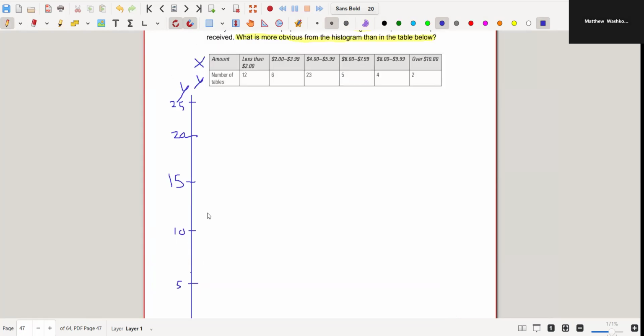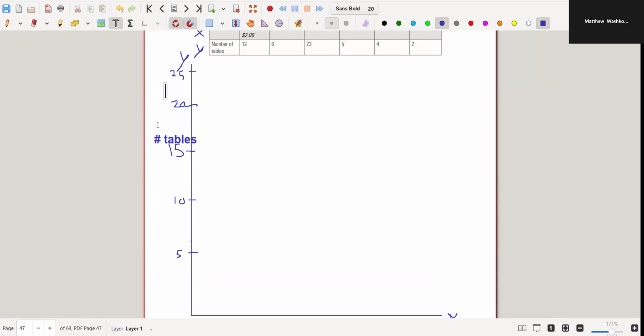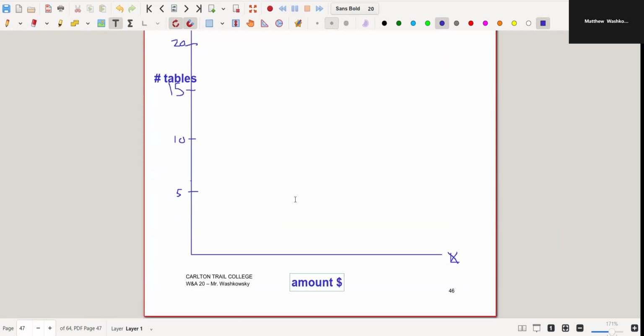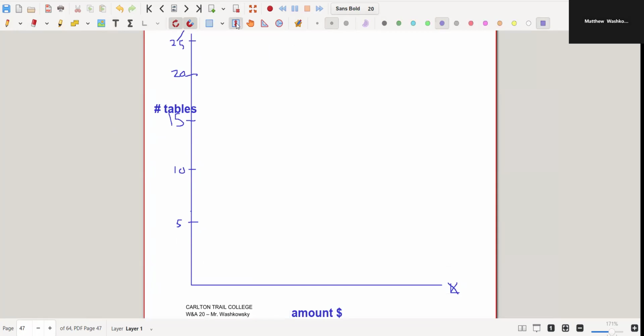Cool. So I've done my Y values. That's the number of tables. I'm going to write that in. Number of tables. And then down here is the amount in dollars. Okay.